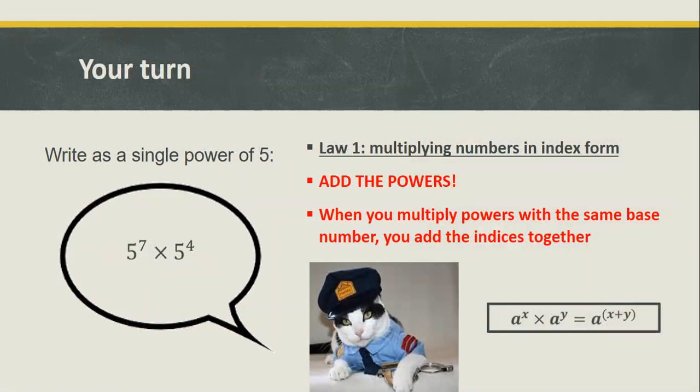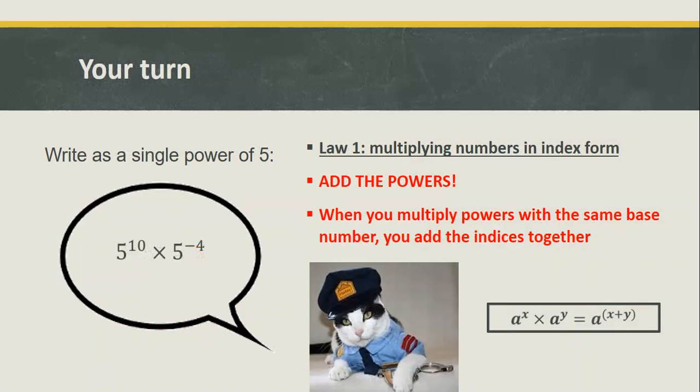The next one, 5 raised to the power of 7 times 5 raised to the power of 4. So what do we have? It's so simple. Just add the powers since they have a common base. What do we have? Yes, 5 raised to the power of 11. That is 7 plus 4 gives 11.